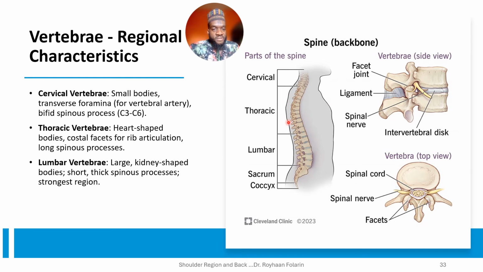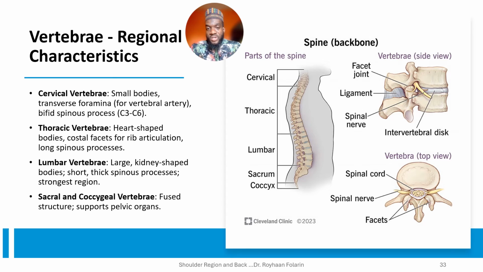Then for the lumbar vertebrae, they have large kidney-shaped bodies. They were heart-shaped in the thoracic vertebrae, but they are kidney-shaped and larger in the lumbar region, and they have thicker spinous processes. For the thoracic, they are characterized by their length; the spinous processes are much longer. But in the lumbar region, they are much shorter and thicker, and it's the strongest region where you have weight bearing of the body. And then the sacral and coccygeal vertebrae are fused structures that support pelvic organs.